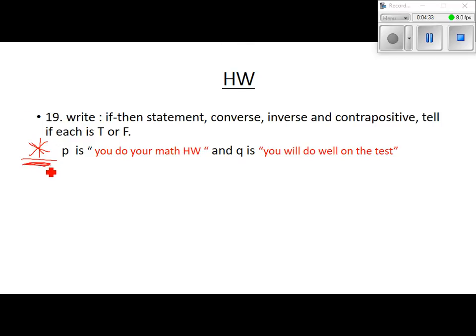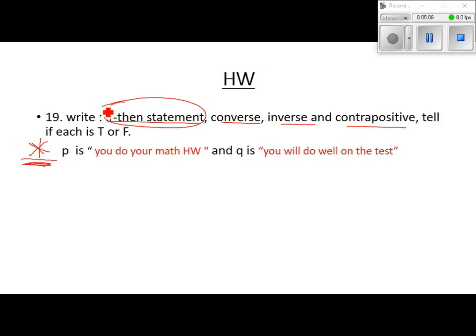Me just having this up here made it seem a little simpler? So you want to write an if and then statement. You want to write the converse, inverse, and contrapositive. So you've got to be able to do all 4 of those things. First is an if and then statement. Remember, that's also called a conditional statement.